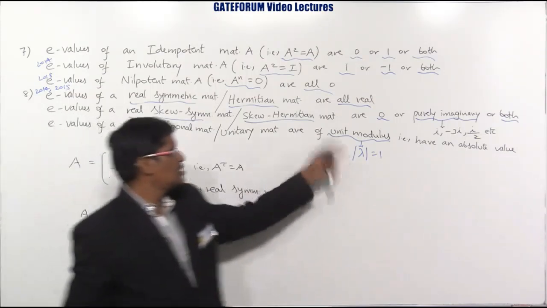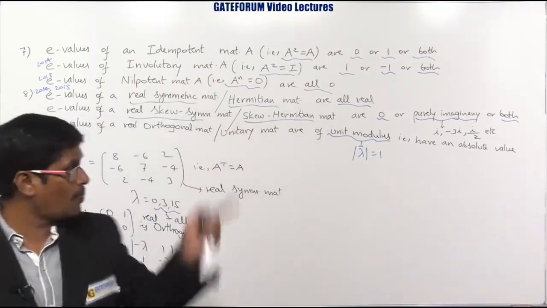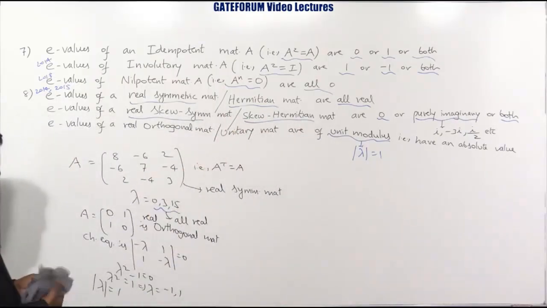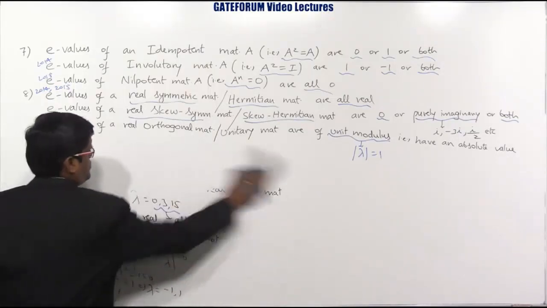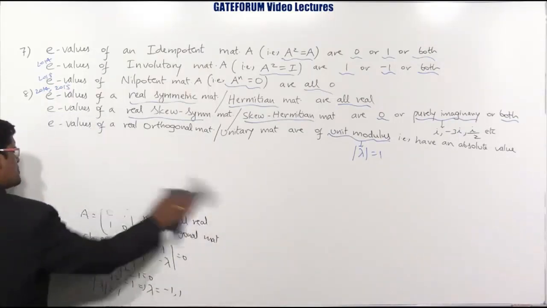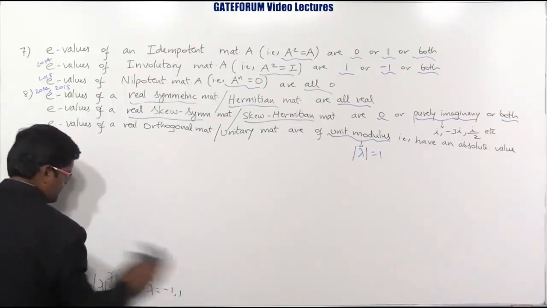That is this. Similarly, you can check the skew-symmetric example also: either 0 or purely imaginary or both. Like that, you considered all these definitions with examples provided long back. Don't worry, you need not worry about this.